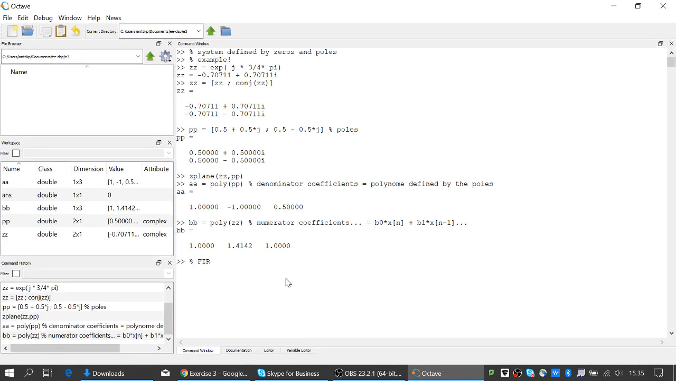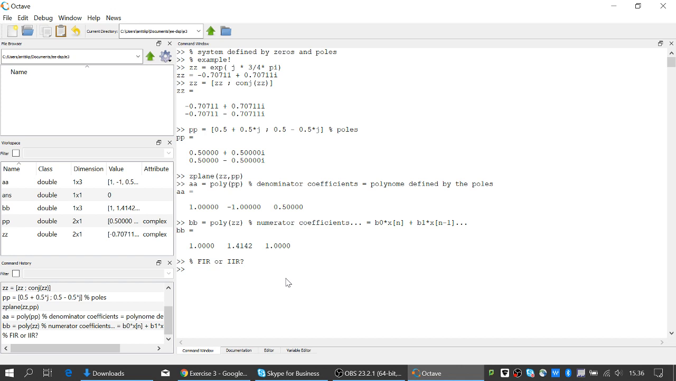Is it a FIR or IIR? Yes, it's IIR because it has non-zero poles. I can see it already from here, but to make sure, let's take a look at the impulse response. That is certainly a test for whether it's an infinite impulse response or finite impulse response.